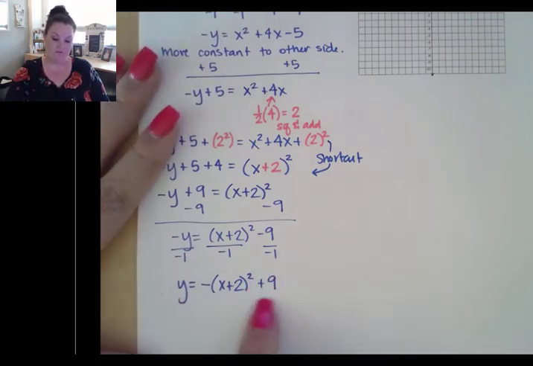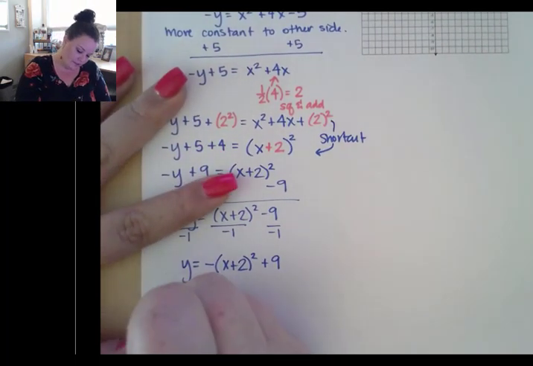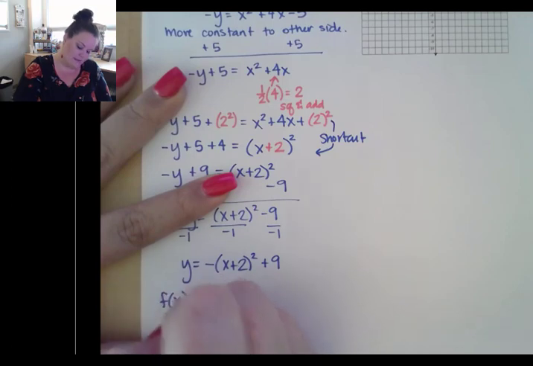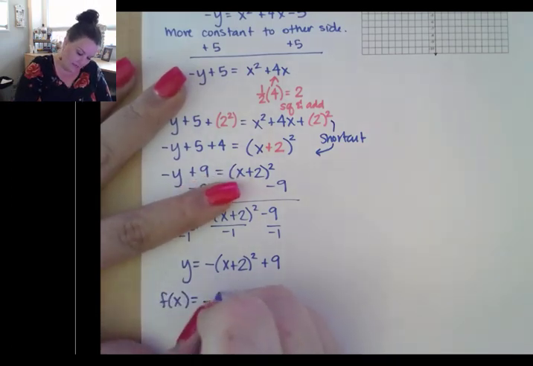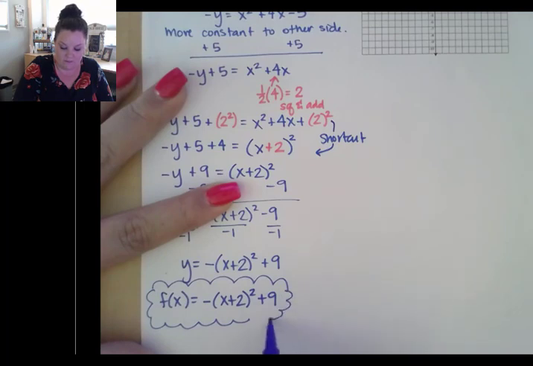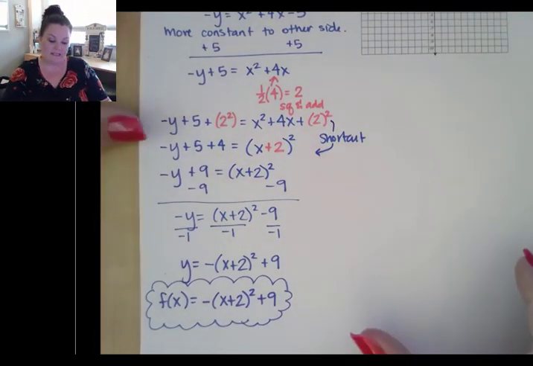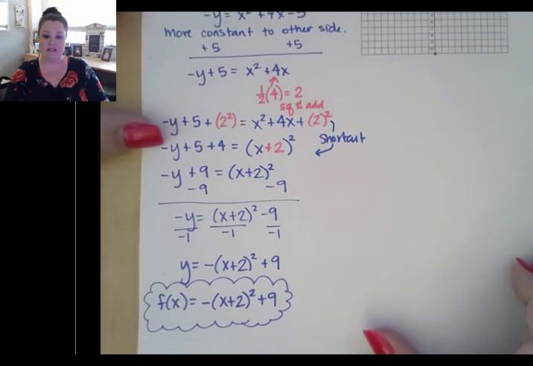So now I have it in vertex form. I am going to go ahead and write it back as a function since it was originally in function notation. So negative x plus 2 quantity squared plus 9. All right, so that was the first thing I needed to do, was to be able to write this in vertex form. So all we did was complete the square to get it into vertex form.